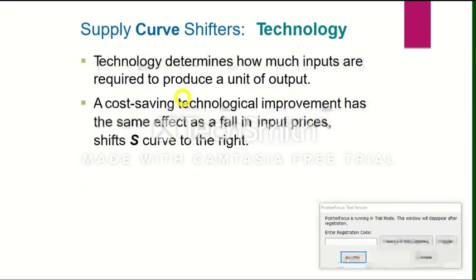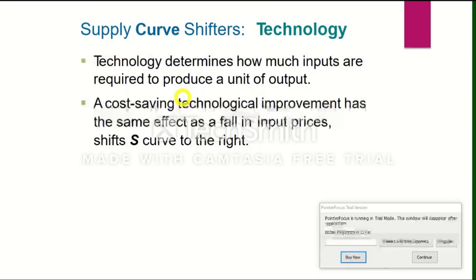Now, the next supply curve shifter is technology. Technology determines how much input is required to produce a unit of output. Technology can make things more efficient. You can make more goods with less inputs, which cuts down your cost. A cost-saving technological improvement has the same effect as a fall in input prices.